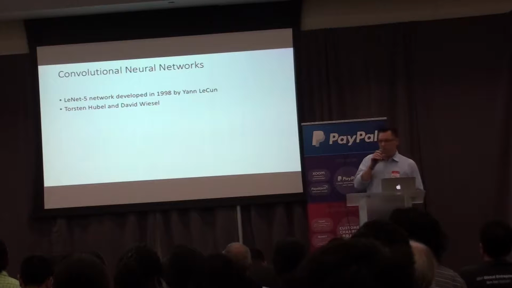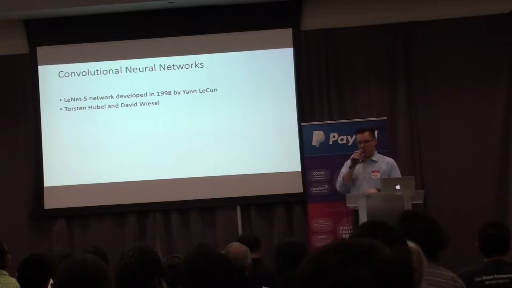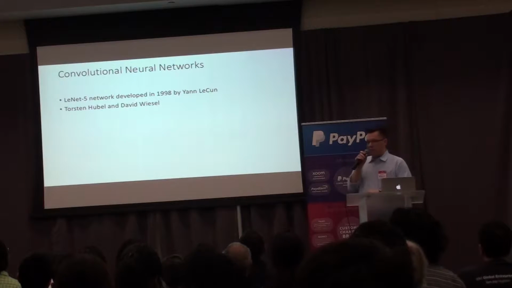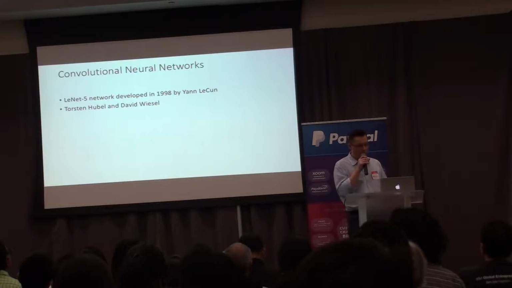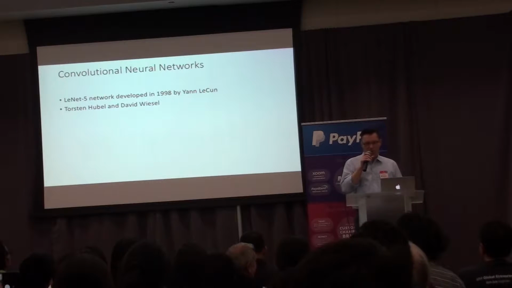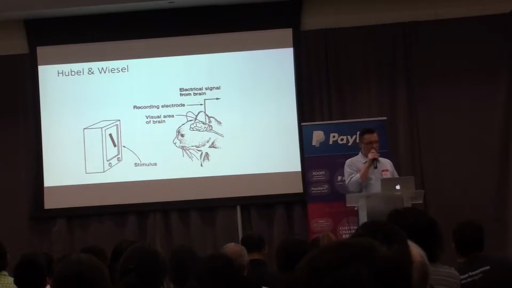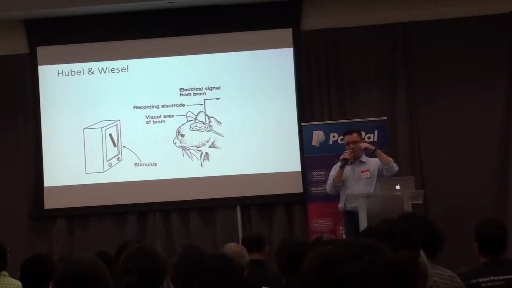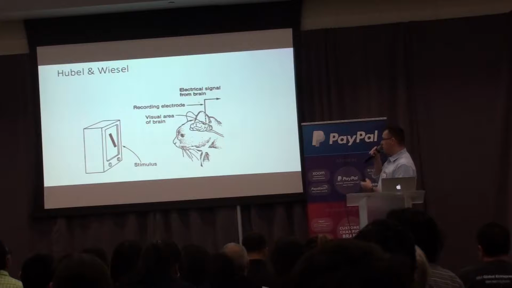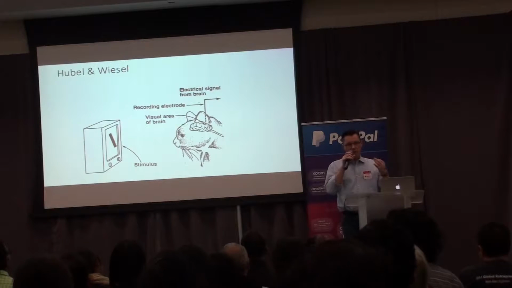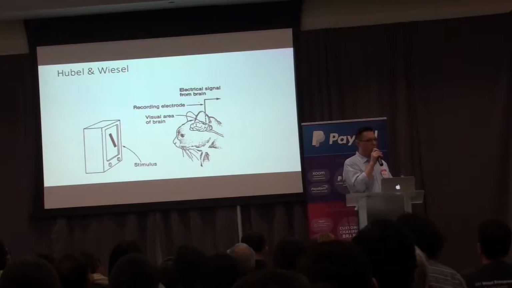His work actually is based on the work of two neuroscientists, Torsten Hubel and David Wiesel, who experimented on cats, in a good way, 20, 30 years earlier. So that's what I want to talk about, these experiments. What they did, they connected sensors to certain parts of the brain of anesthetized cats, where they hypothesized was the area of the cortex responsible for visual processing.